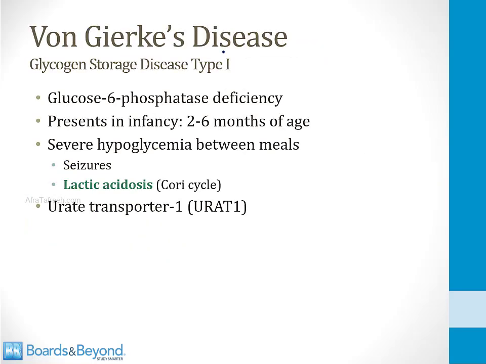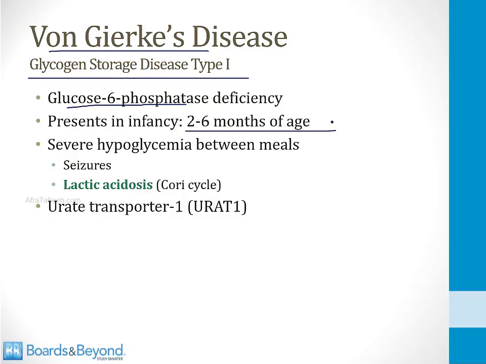Another rare cause of secondary gout is von Gierke's disease, which is also called glycogen storage disease type 1, and I talk about this disorder in detail in the biochemistry video on glycogen. In von Gierke's disease, children are born with a deficiency of the enzyme glucose 6-phosphatase. This leads to symptoms in infancy. Von Gierke's disease usually presents at about 2 to 6 months of age, and the clinical features are dominated by severe hypoglycemia between meals because of defective glycogen metabolism.